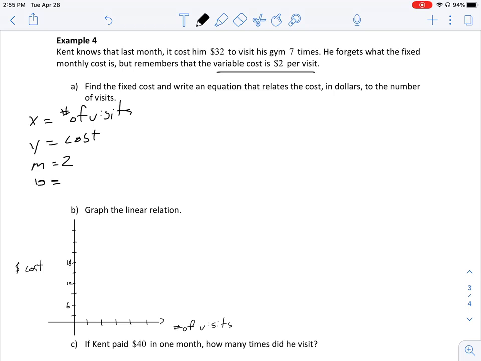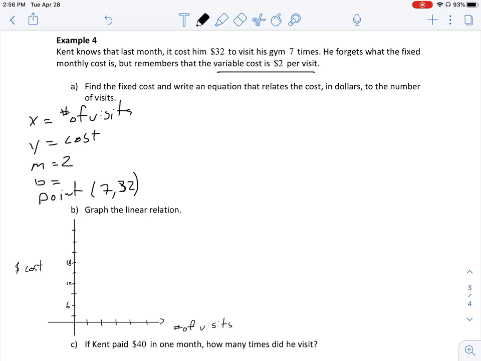And then do we have anything else from this equation that we can pull out? We know that the variable cost is $2 per visit, so the slope is 2. We've stated that x is number of visits, y is our cost. We don't know what the initial value is, but we have something here, $32 to visit his gym 7 times. So we have a point. When x is 7, y is 32. So when he showed up 7 times, it cost $32. So that's another piece of information that we need to know. So a point we have is 7 and 32.